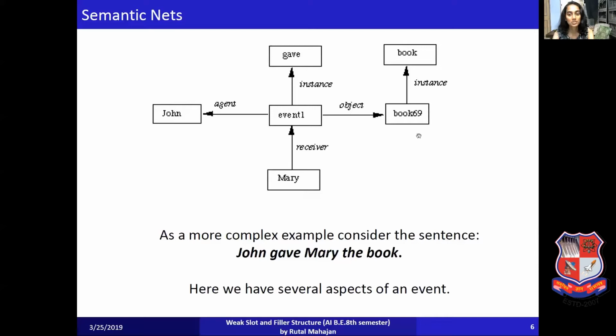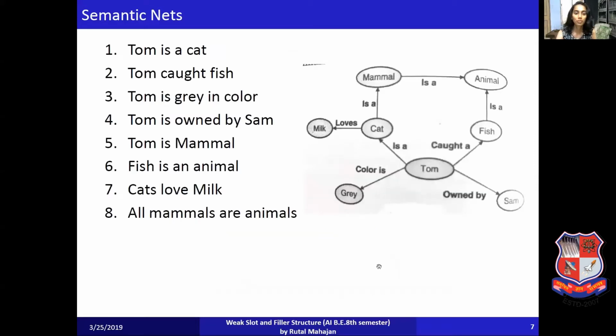Which object is used in this event? That is book. So book and event are related with object relationship. Book can be any instance of books. Okay, this is how any semantic net can be represented for a complex sentence. But we can see it is quite complex to represent this kind of sentence, John gave Mary the book. So this is one, we can say, disadvantage of semantic net. We will see that at the last, semantic net for this kind of sentences.